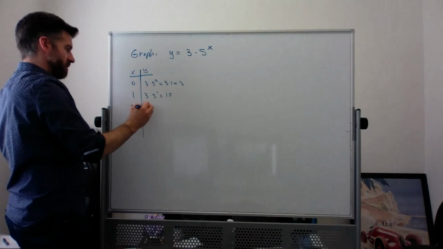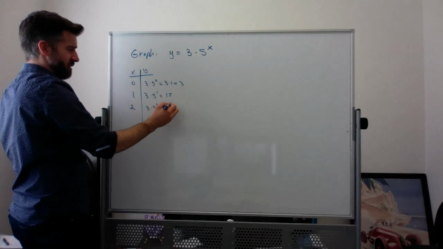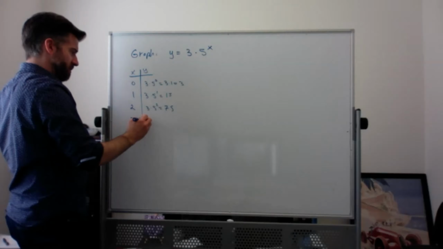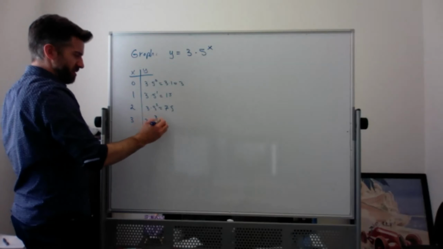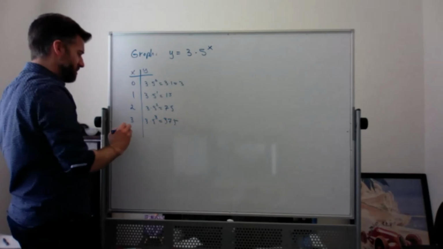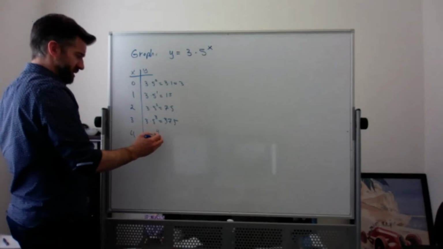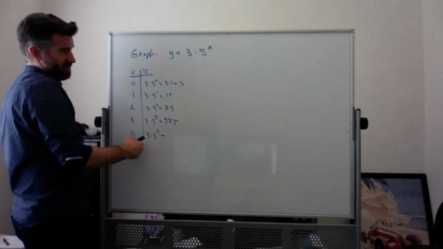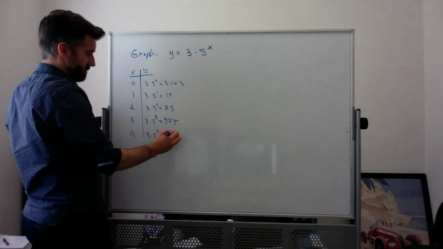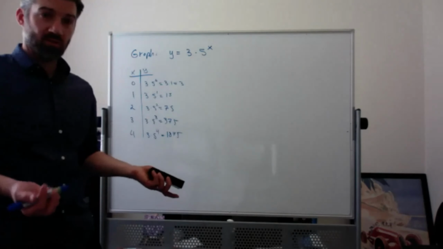If x is 2, I get 3 times 5 squared. 3 times 25 is 75. If x is 3, I get 3 times 5 cubed. 5 cubed is 125. 3 times that's 375. And numbers get big real quick here, right? 5 to the 4th is 625 times 3 is 1875. So the point here is that this gets kind of out of control really quickly.